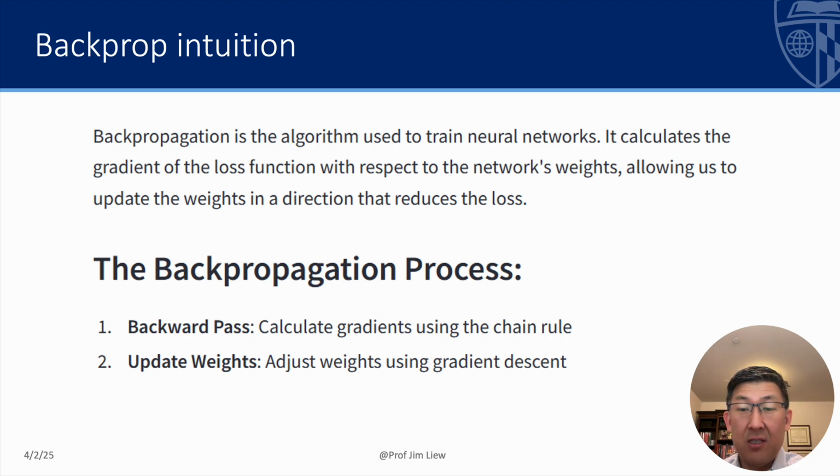Updating the weights is very simple. Once you get the gradient, basically your new weight is equal to your old weight minus some kind of learning rate times your gradient associated with that weight.